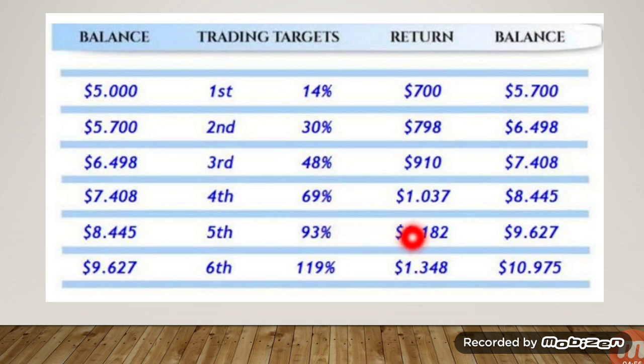So you're going to be able to monitor my live account and see how I make the journey all the way through these targets until I finally hit the 100% target by the end of the year.